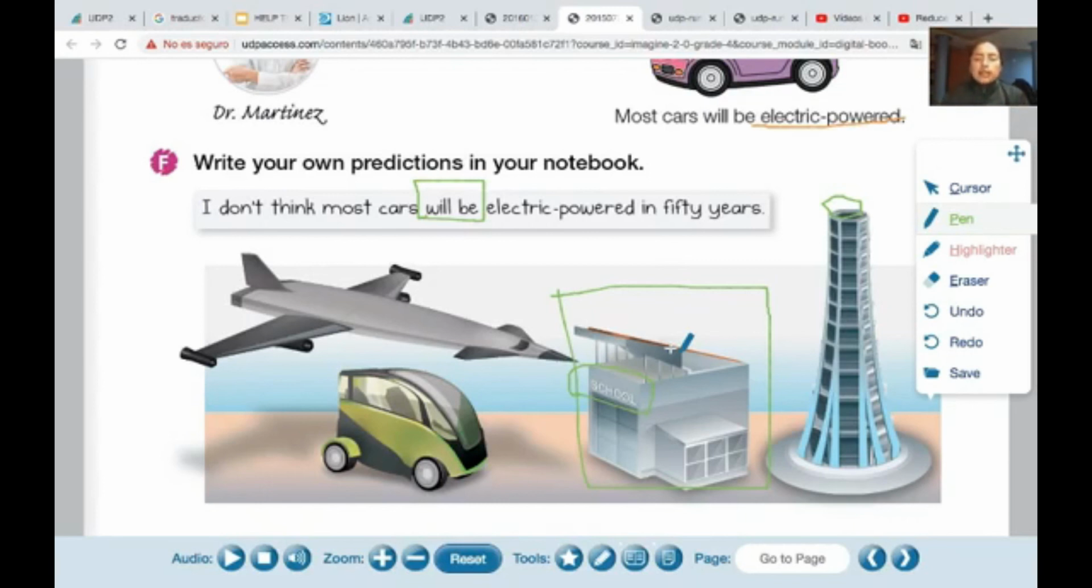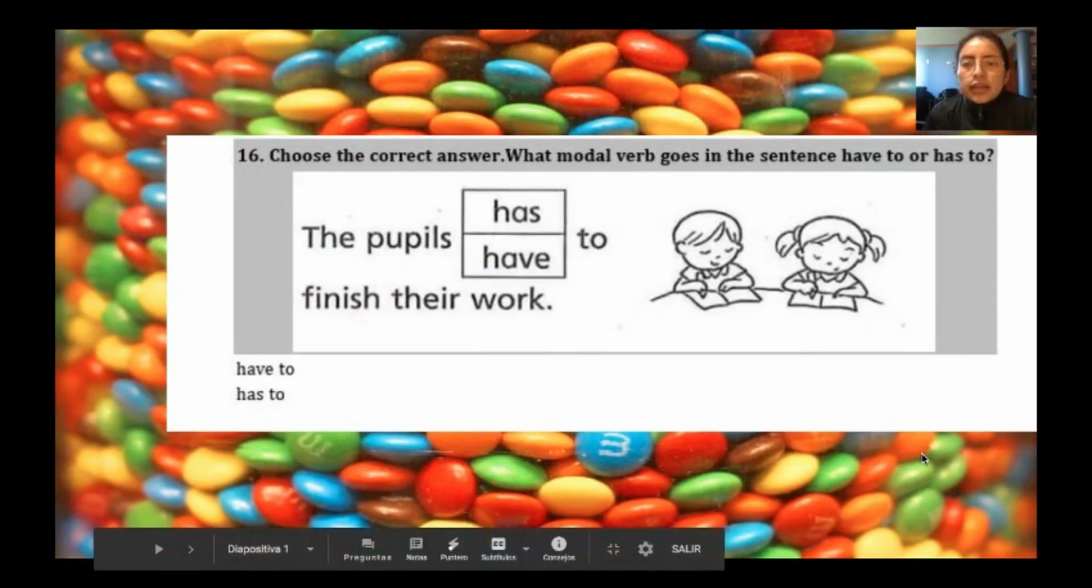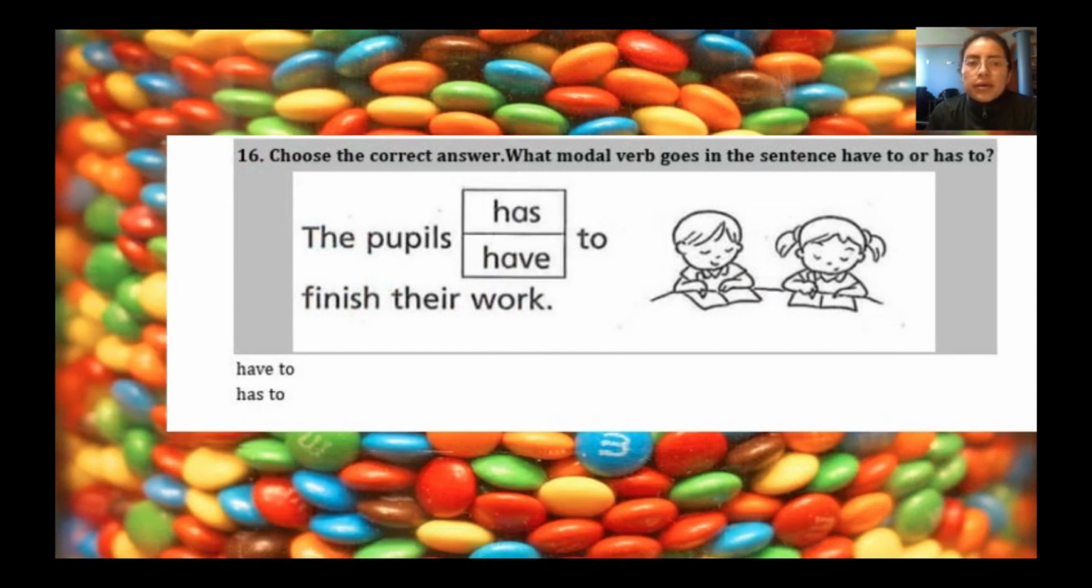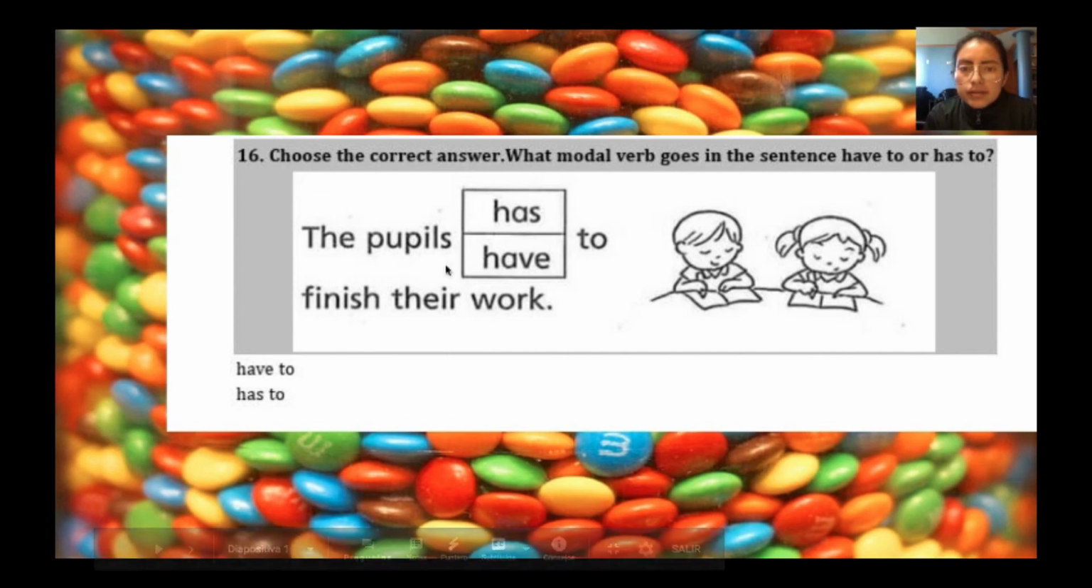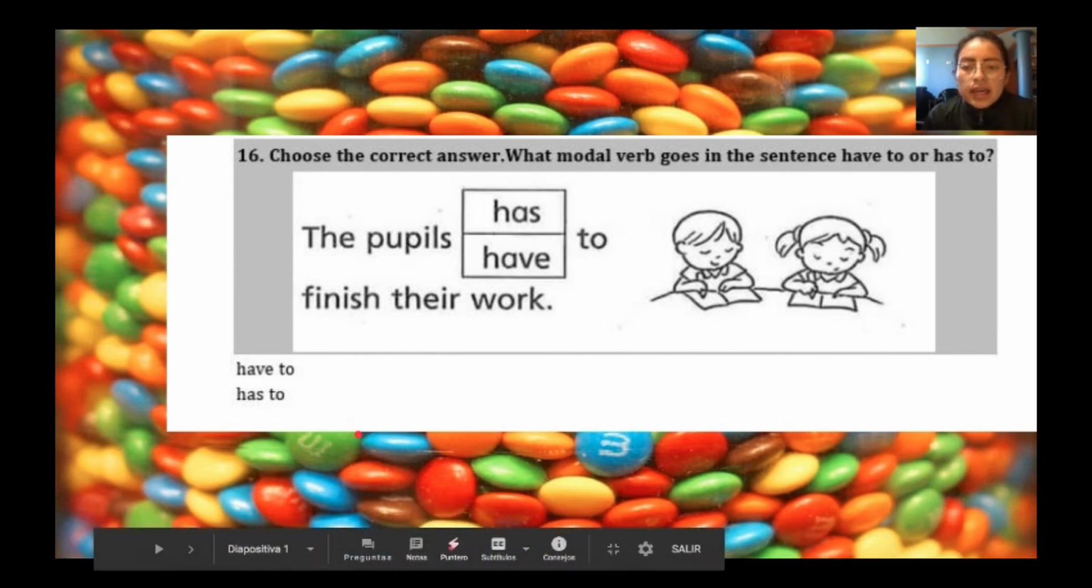Okay, my dear student, let's continue with your questionnaire. Okay, you have to open, please, your notebook in the part of questionnaire. Okay, choose the correct answer. What modal verb goes in the sentence, have to or has to? In this case, the pupils have to or has to finish their work. The correct answer is have to.